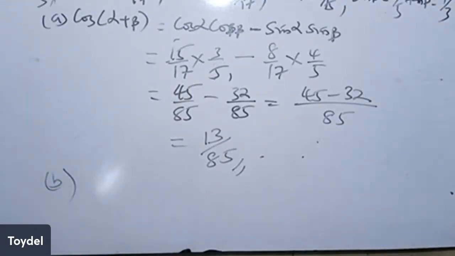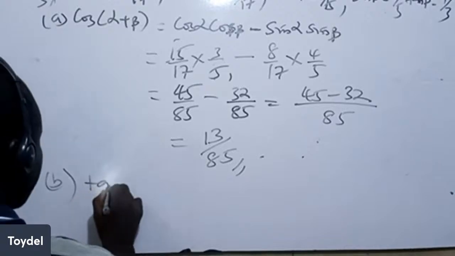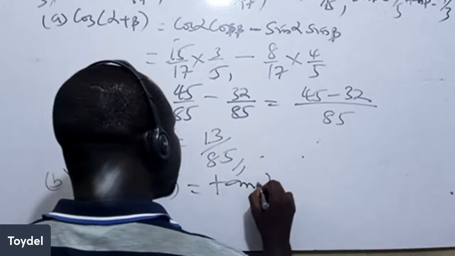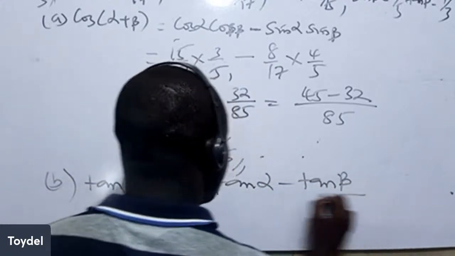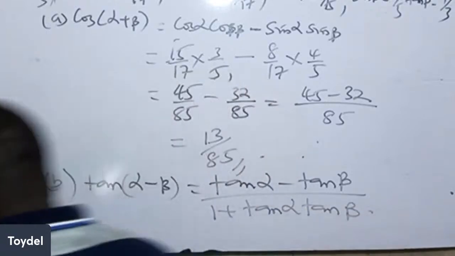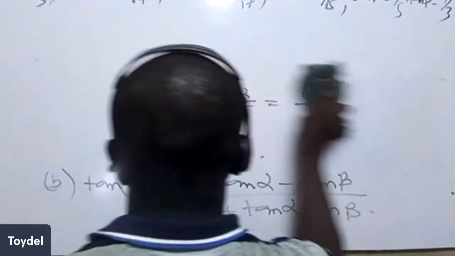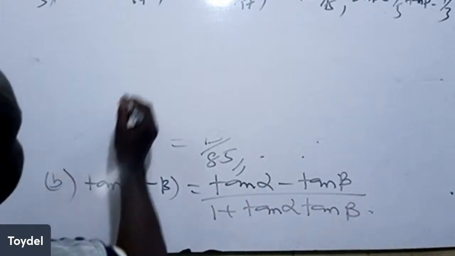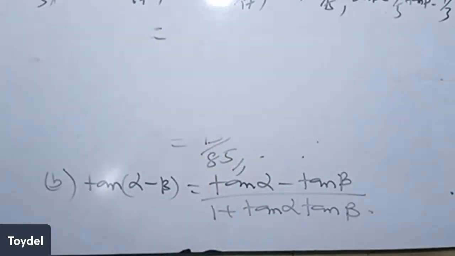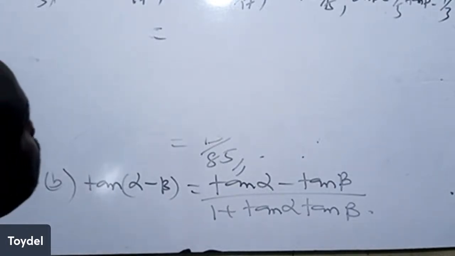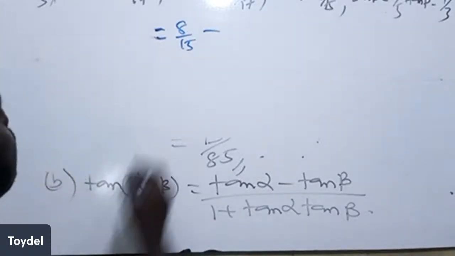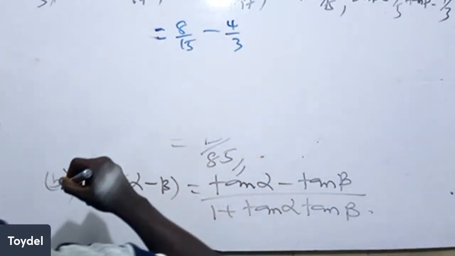The second question, where I have tan(alpha minus beta). Of course, from this expression, I'm going to get tan alpha minus tan beta all over 1 plus tan alpha tan beta. So if that is the case, we know the expression for everything is on the board. From there now, what is tan alpha? Tan alpha is equal to 8 all over 15, minus tan beta, 4 all over 3.